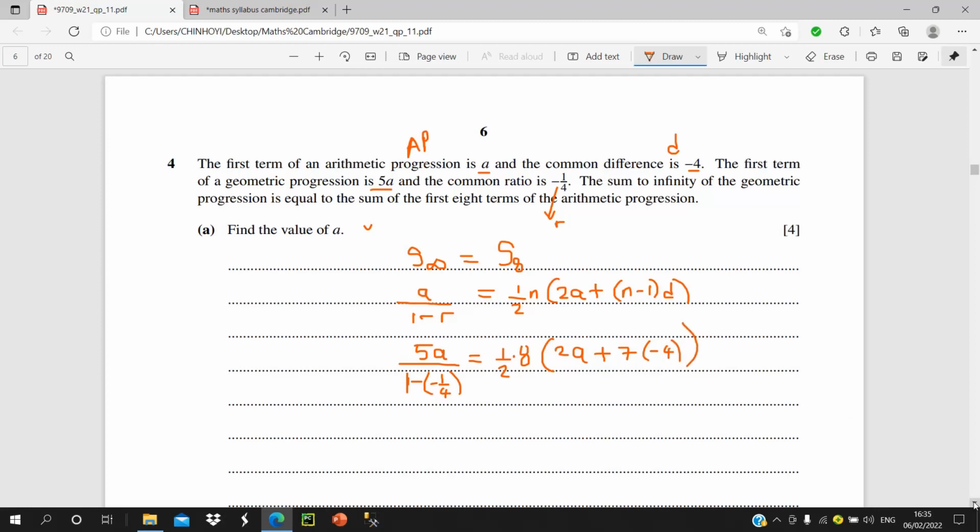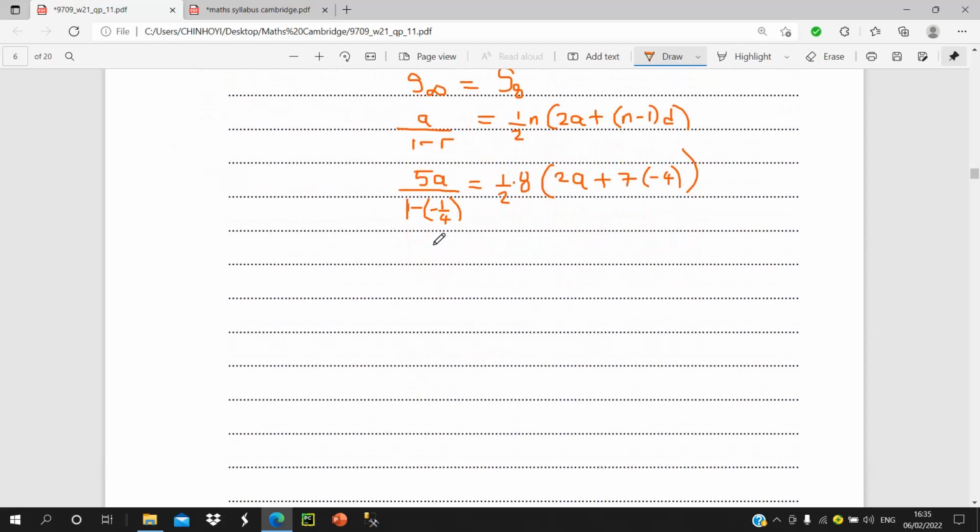If you simplify here, we get 5a over 1 minus a quarter. You get 1 plus a quarter, which gives you 5 over 4. Here you have half into 8, it's 4. And here you have 2a minus 28, where 7 times negative 4 is minus 28.